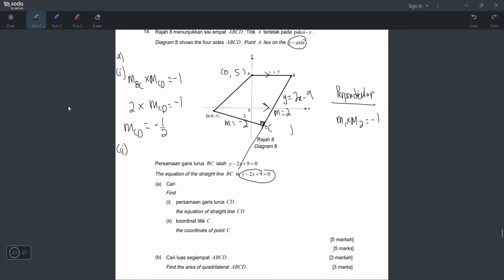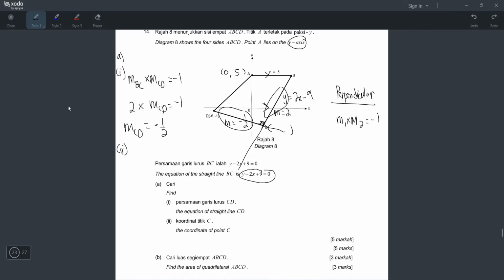Just take BC and CD and do simultaneous equations, right? Why? Because if you look at point C, C is the point of intersection of the BC line and the CD line. Intersection point means titik persilangan. So how do we find the intersection point? If we have these two equations, we do simultaneous. Then we can find the intersection point.